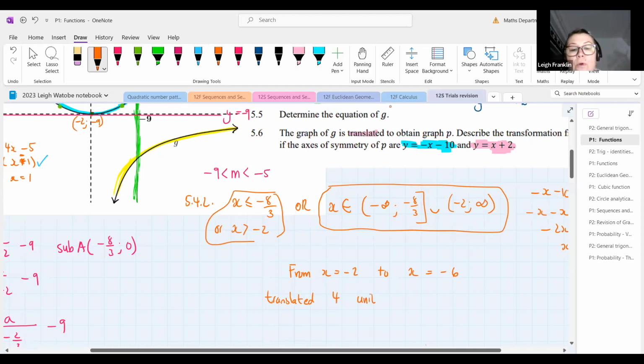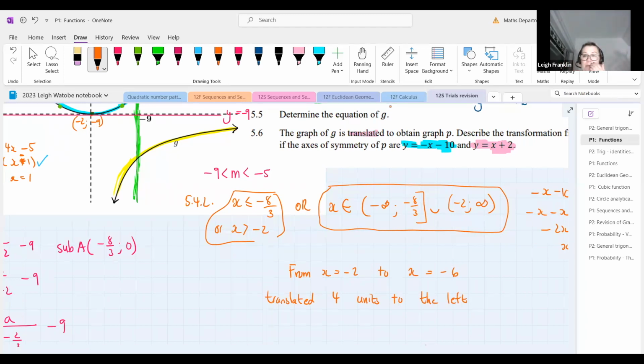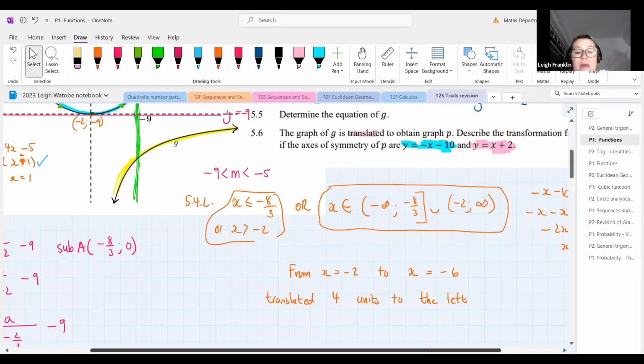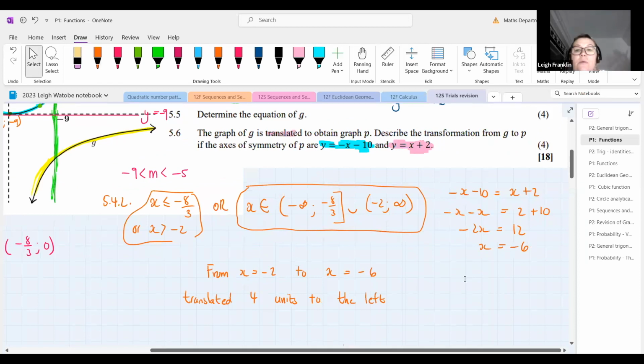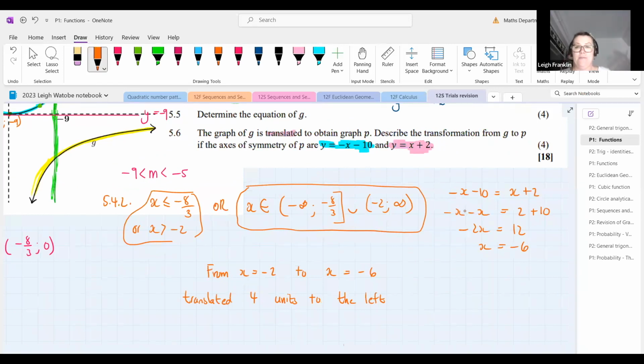4 units to the left. Okay. It may also have been shifted up or down. So what we would need to do is then work that out as well. Okay, so we've got 4 units to the left.